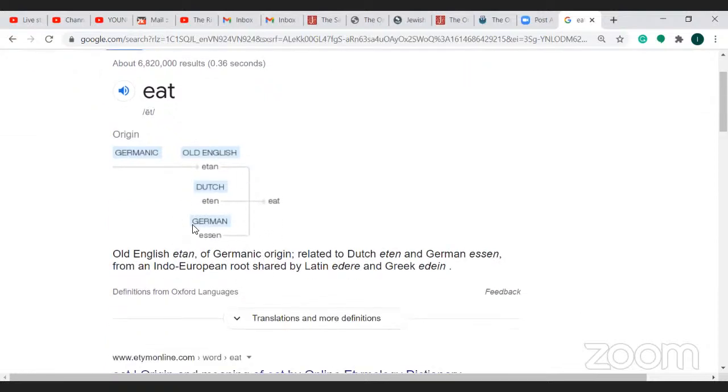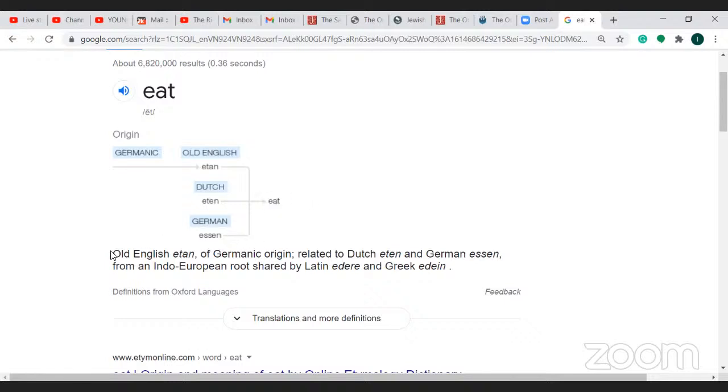So now let's check our understanding against what the author intended to write. Old English etan, so we see that here, right? Of Germanic origin, so we see that right here's the tail of the arrow. Of Germanic origin related to Dutch eten. We follow the arrow, so we see that, right? The Dutch eten, so that's correct. And German essen, so we also see that. We follow the tail to the head of the arrow.